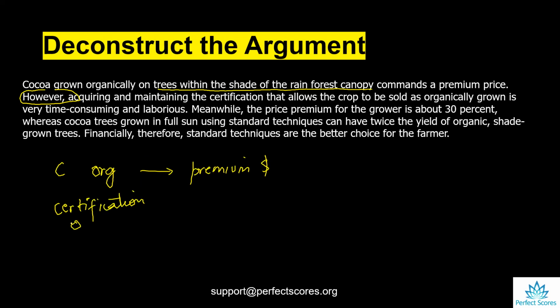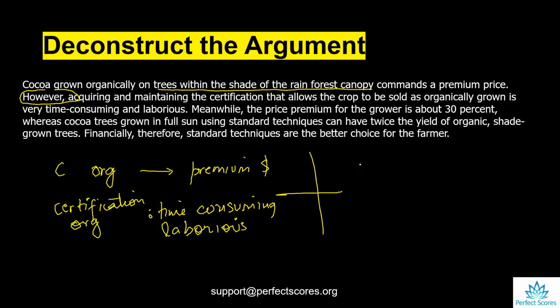So the certification for organically grown is time consuming, and it's a very labor intensive process. It uses a lot of labor as well. So this is happening. So these are two different things happening. Meanwhile, the price premium for the grower is about 30%. At the same time, for the grower who is growing the organic cocoa, the price premium is going to be 30%. These numbers are important. You need to write down these numbers and be sure that you write the percentage sign with it.